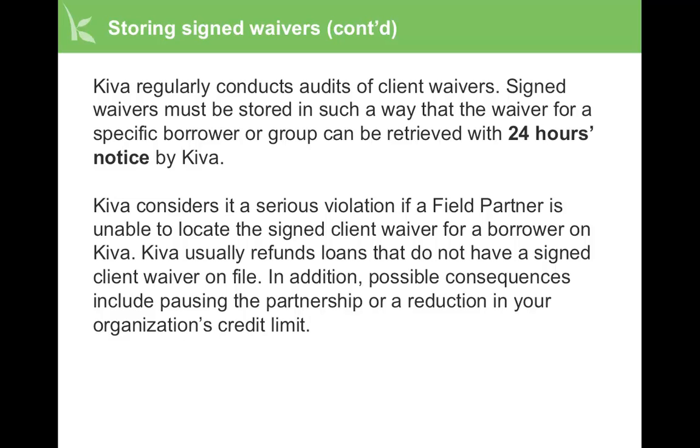Kiva regularly conducts audits of client waivers. Signed waivers must be stored in such a way that the waiver for a specific borrower or group can be retrieved with 24 hours notice by Kiva. Kiva considers it a serious violation if a field partner is unable to locate the signed client waiver for a borrower on Kiva. Kiva usually refunds loans that do not have a signed client waiver on file. In addition, possible consequences include pausing the partnership or a reduction in your organization's credit limit.